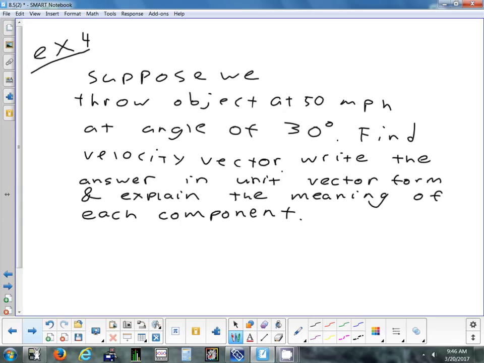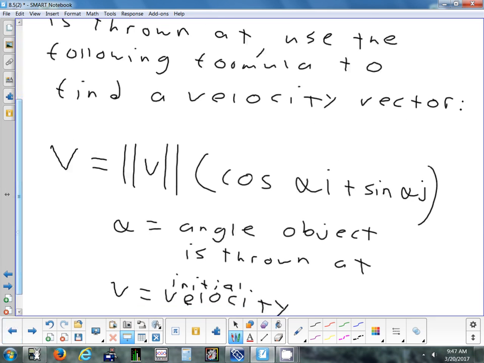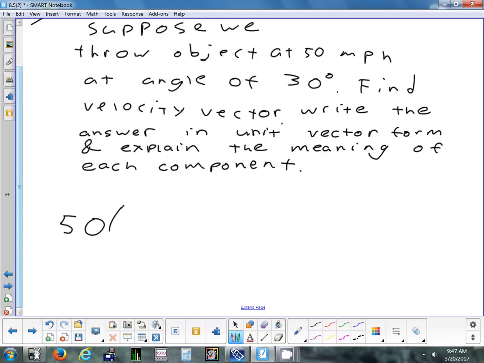Okay, so the first step is just find the velocity vector. Okay, so we got to start with our initial speed. Denver, what's my initial speed here? 50 miles an hour. That is going to take the place of this. So fill in 50. Parentheses. What trig function comes next?